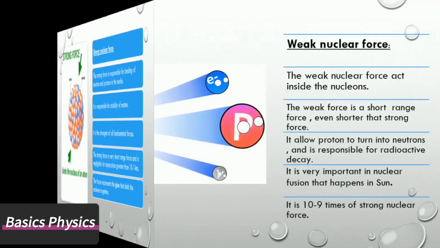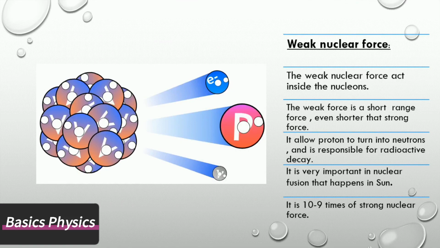Weak nuclear force. The weak nuclear force is present inside the nuclei. The weak force is a short-range force, even shorter than the strong force. It allows protons to turn into neutrons, and is responsible for radioactive decay. It is very important in nuclear fusion that happens in the Sun. It is 10⁻⁹ times the strength of the strong force.